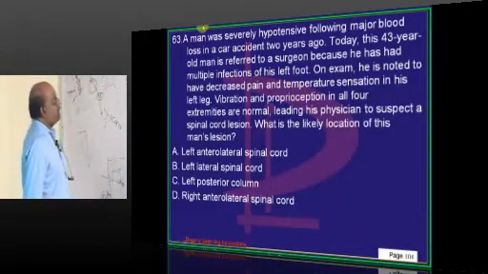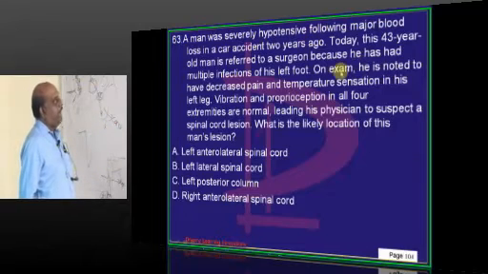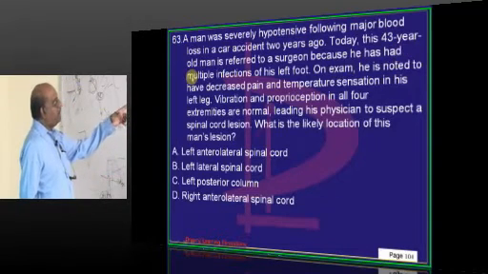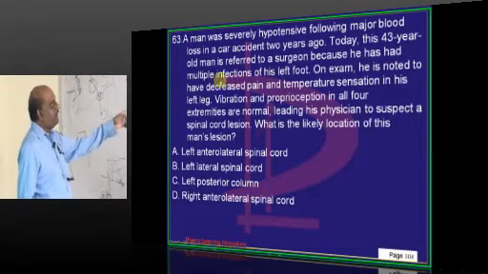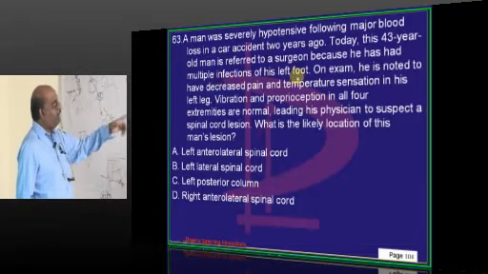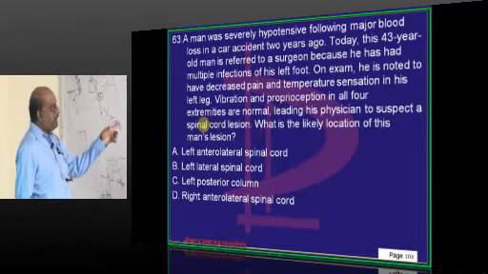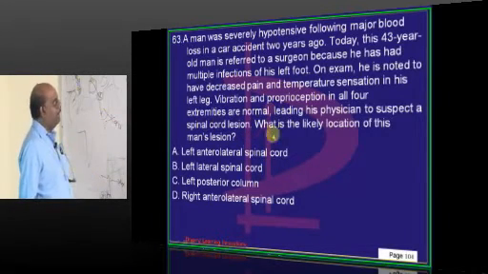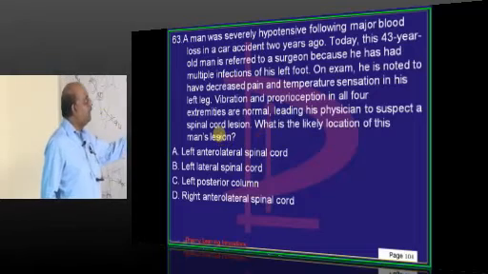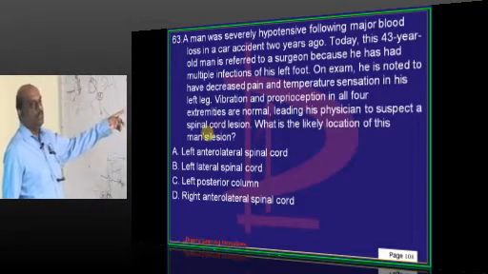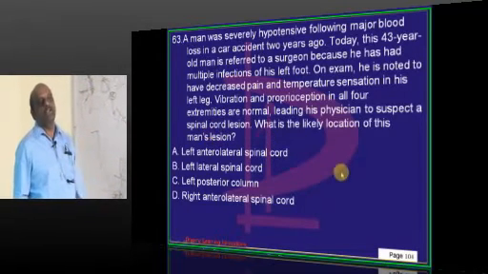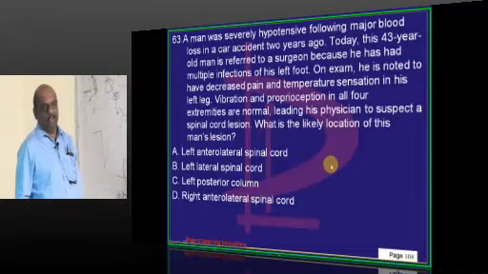A man was severely hypertensive and today this 43-year-old is referred to a surgeon because he had multiple infections of the left foot, and vibration and proprioception are normal. What type of spinal cord lesion possibly can lead to it?